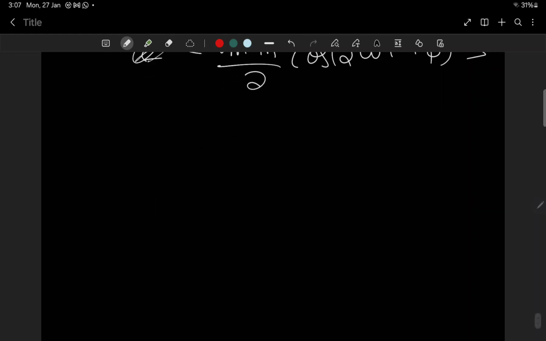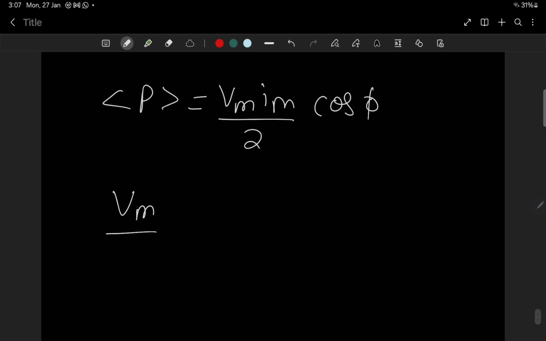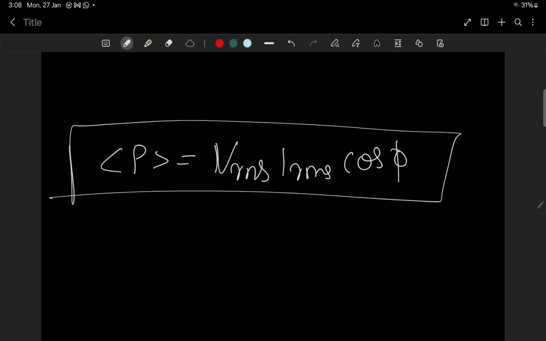What we get? Power is equal to Vm Im by 2 cos phi, Vm by root 2 into Im by root 2 into cos phi, or power is equal to Vrms into Irms into cos phi. This is the thing on power. Okay, yes.